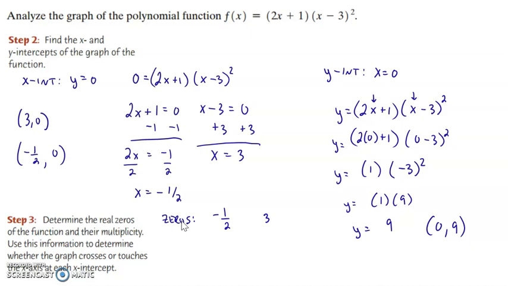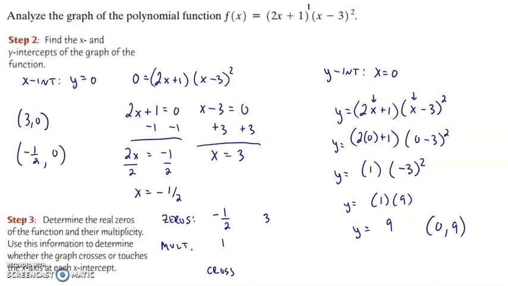And we'll take a look at the multiplicity of each of those. Keep in mind the multiplicity is the exponent that's on the factor itself. So on the factor where we have that 0 of negative 1/2, our exponent's not written, but it's really a 1 up there. So this multiplicity would be a 1, which is an odd number. So anytime we have an odd multiplicity, our graph is going to cross at that 0.